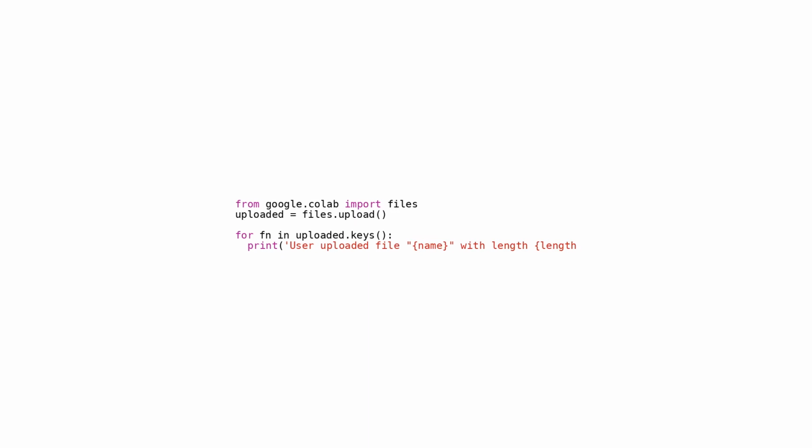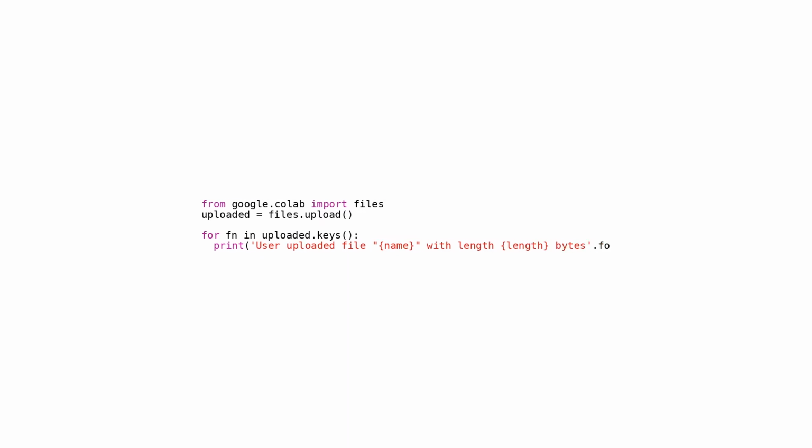This snippet enables a user in a Google Colab environment to upload files from their local system to the Colab runtime. It begins by importing the files module from the Google Colab library. Then, it utilizes the upload function to trigger a file upload dialog, enabling the user to choose files from their local system for uploading. After the user selects and uploads the files, the code proceeds to iterate over the uploaded files using a for loop.